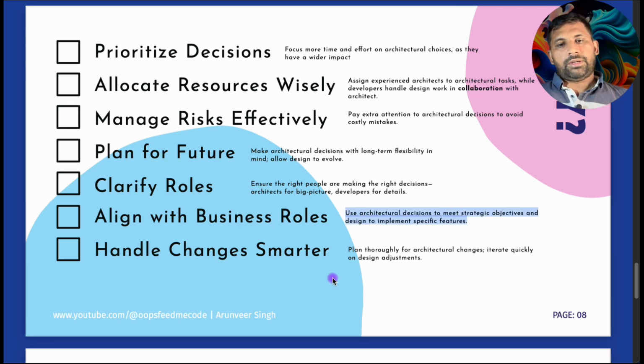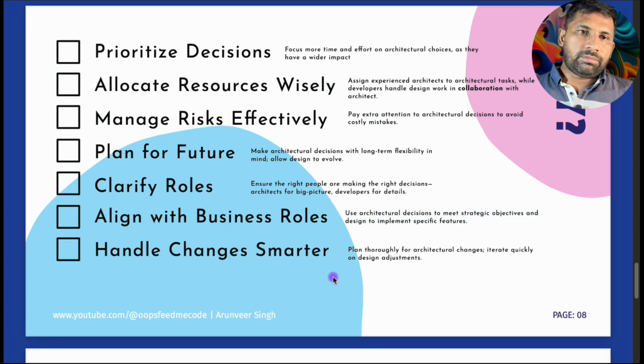Handle changes smarter. Of course, when you are doing architectural changes, you may want to iterate over your design, right? But for that, you need to plan it well, and you need to understand well in advance that, okay, this is a complex piece of architecture. And when we implement, there is a chance that the design may not be perfect. It may need to evolve. So if you can keep an eye on it well in advance, then there are good chances your design will have enough scope for improvement, right? So you can be creative, you can use this information in any way.